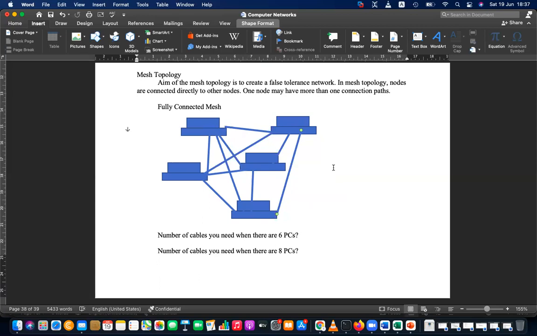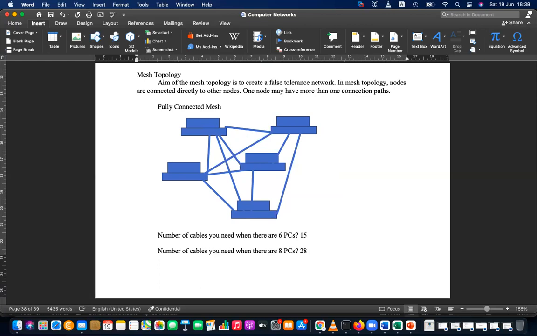Okay, the 6th one came. You need another 1, 2, 3, 4, 5. So total will be 15. And when the 7th one came, you need another 6 to connect it. When 6th one, 15; 7th one came, you need another 6. That is 21. When the 8th one came, you need another 7, 28.